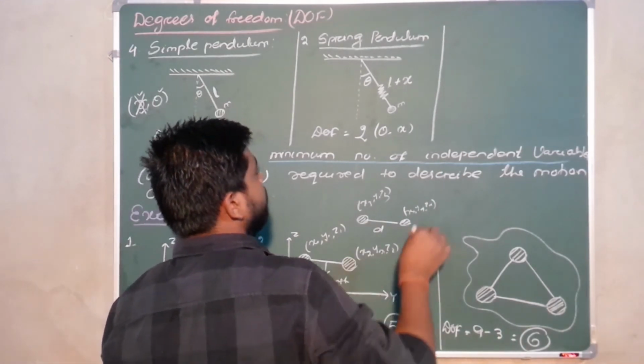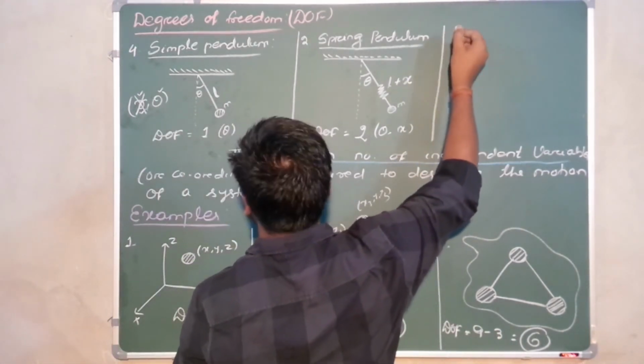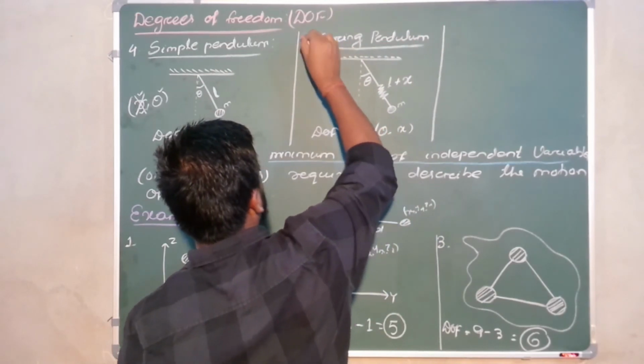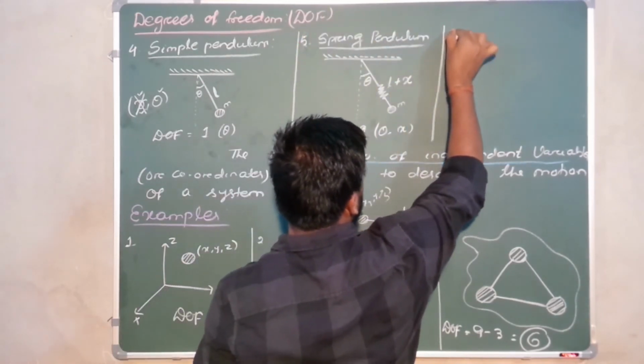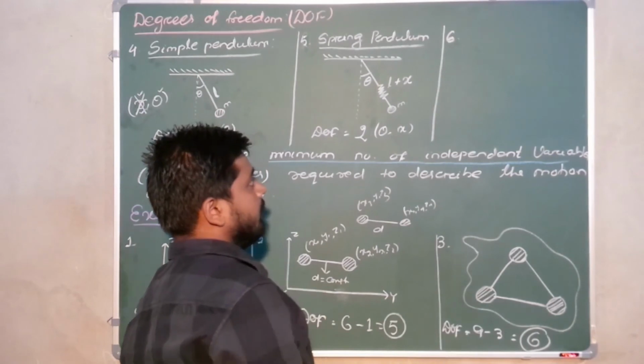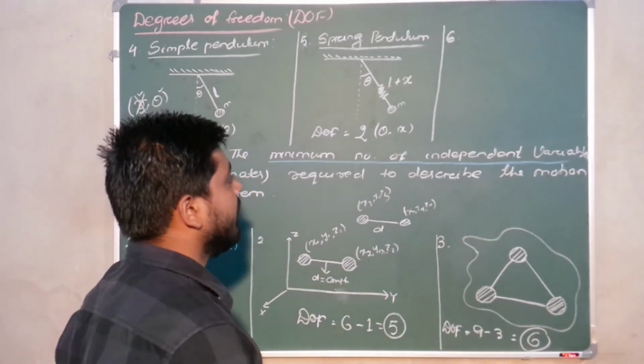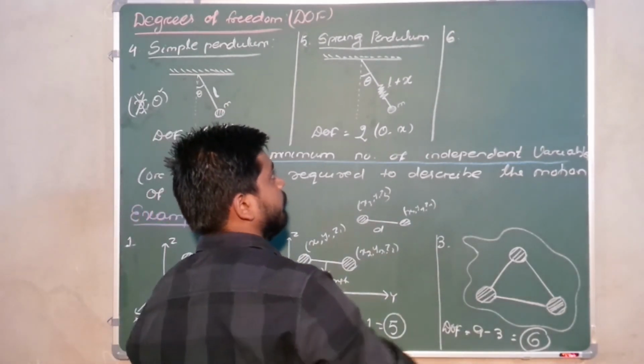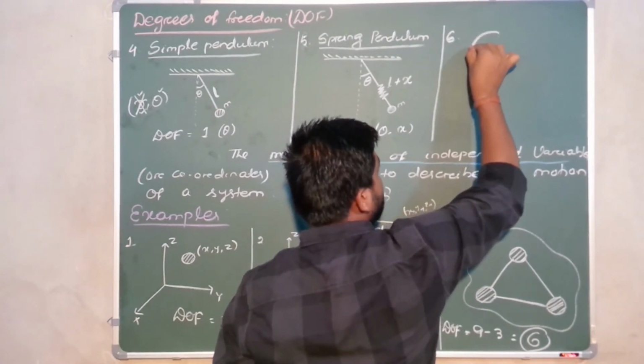Then the next one is 5, and just take the last one, 6. Okay, just take a sphere here. Just take a sphere.